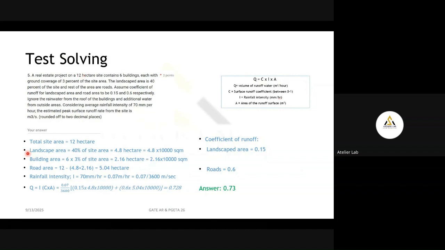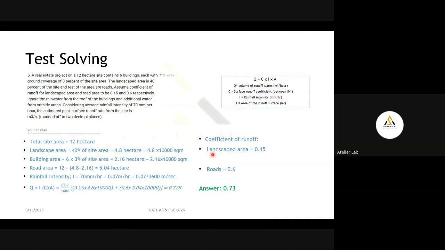So first, we find the landscaped area, which is 40% of the site. 40% of the site area is 4.8 hectare. We will convert and keep it in square meters, because the answer is to be written in meter cube. Now the building area: there are 6 buildings, 3% of coverage for each building. So 6 into 3% of the site area, you get 2.16 hectare, which is equal to 2.16 into 10,000 square meters. The remaining is the road area. So you get 5.04 hectare as the road area. So you got the areas.